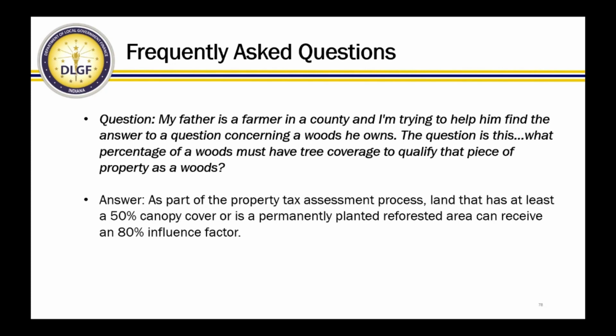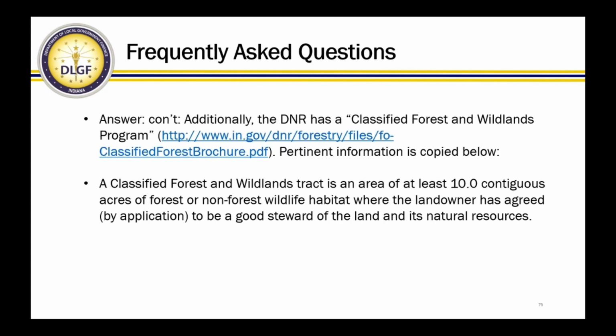So this next question: my father is a farmer in a county and I'm trying to help him find the answer. What percentage of woods must have tree coverage to qualify that piece of property as woods? So we talked about this earlier on, that it must have at least a 50% canopy cover or is a permanently planted reforested area to get an influence factor.